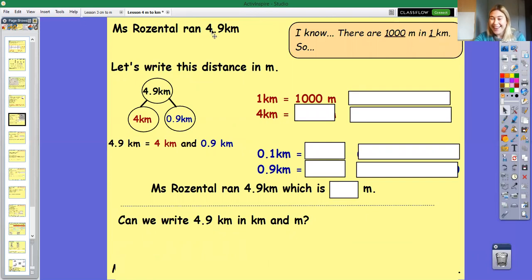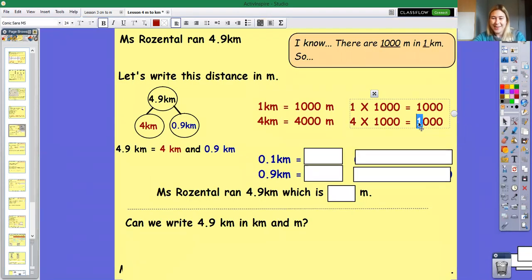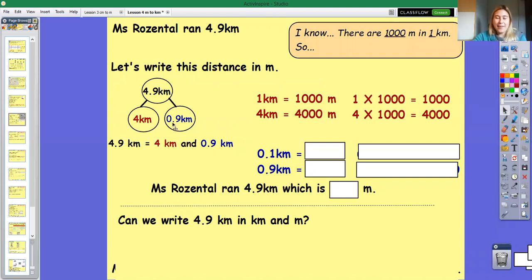So I'm going to start with Miss Rosenthal, me, and I'm going to use what I know. And I know that there are 1,000 meters in 1 kilometer. So I want to write the distance in meters first. So I'm going to take my distance, which is 4.9 kilometers, and I'm going to partition it into the 4 kilometers and the 0.9 kilometers, the 9/10 of a kilometer. Now, let's use what we know to think about 4 kilometers in meters. I know 1 kilometer is 1,000 meters, and I can see the relationship there. 1 times 1,000 is 1,000. So I know 1 kilometer is 1,000 meters, so 4 kilometers must be 4,000 meters. Because if I do the same relationship, 4 times 1,000 is, oh, that should say 4,000, shouldn't it? Good. Okay. Now let's look at the 0.9 kilometers, because I want to know what that is going to be in meters.